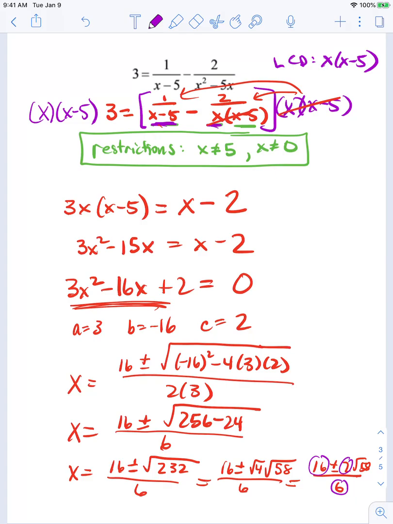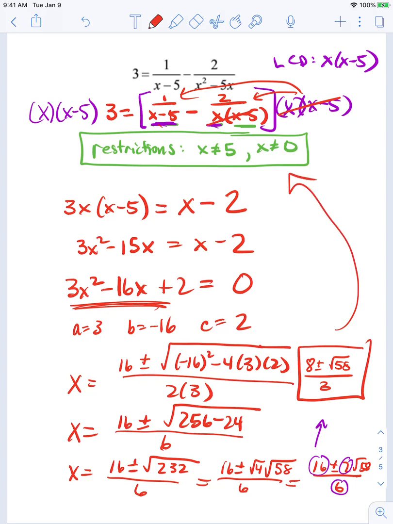And my final answer, I'm going to write it up here because I ran out of room. My final answer is divide each of those terms by 2, and I get 8 plus or minus root 58 over 3. That's not one of my domain restrictions, so that works for a solution.